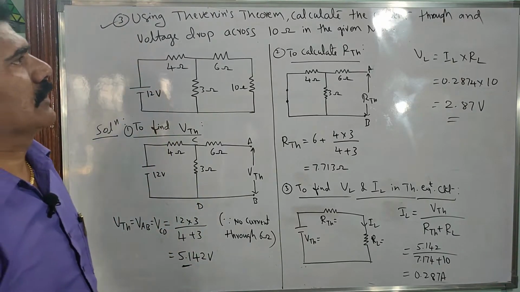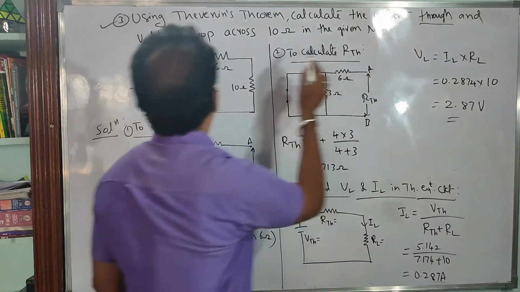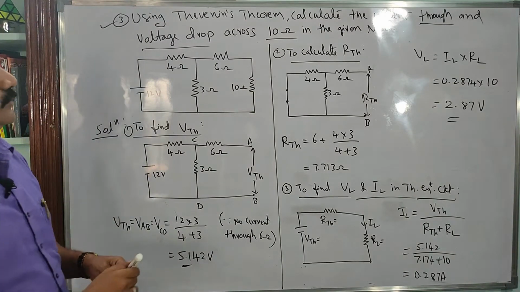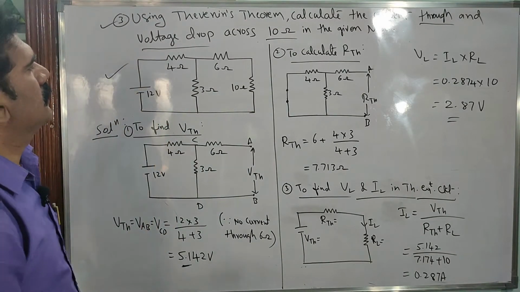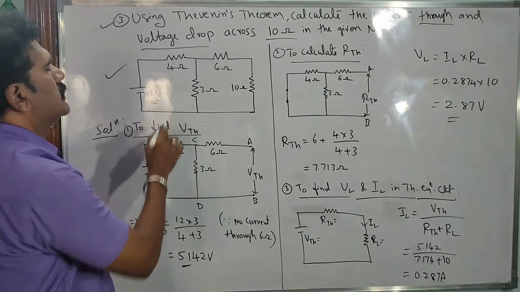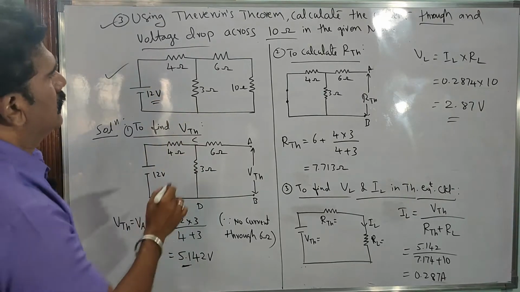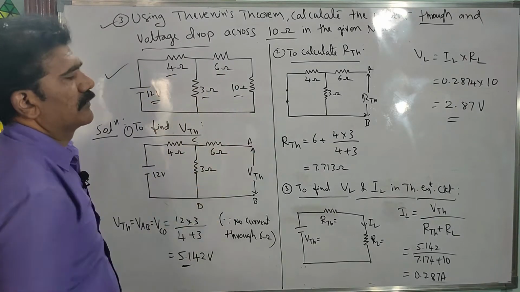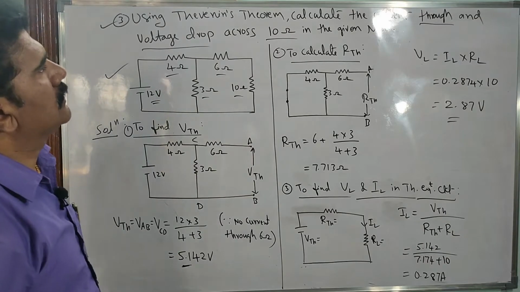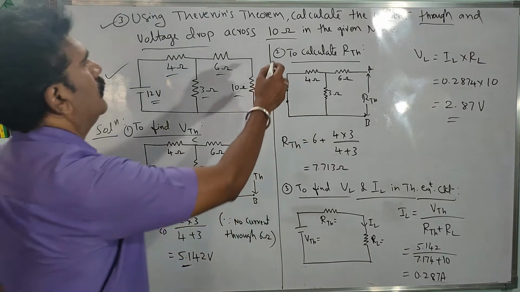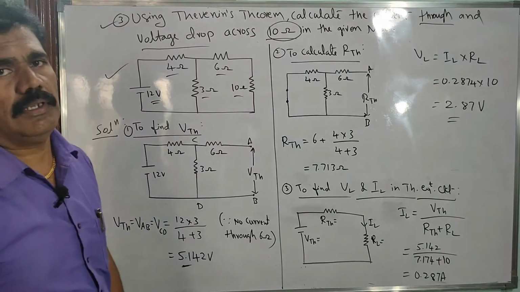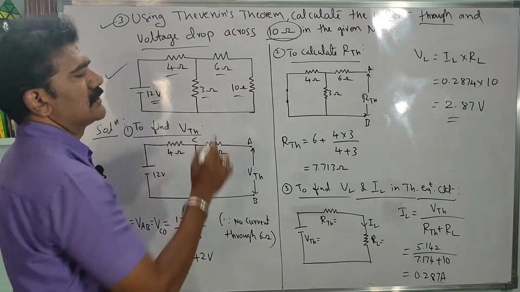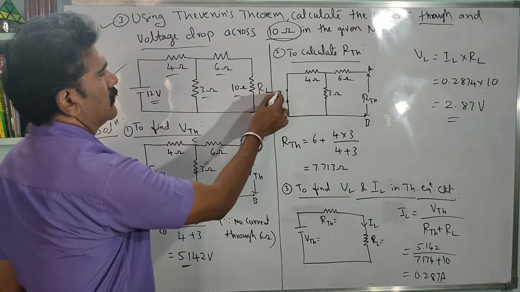Using Thevenin's theorem, calculate the current through and voltage drop across the 10 ohm resistor in the given network. Okay. So the given network is like this, in which we have 12 volts as the source voltage, and then different resistors are there here, of course 4 ohms, 6 ohms, 3 ohms and 10 ohms. In the problem they clearly mentioned to calculate the voltage drop and current through the 10 ohm resistor. So that means you have to understand the 10 ohm resistor in the network is the load resistor for you. You can consider this as RL.